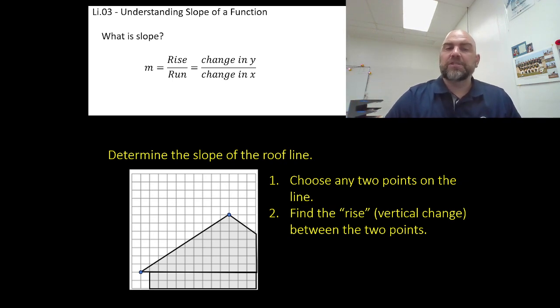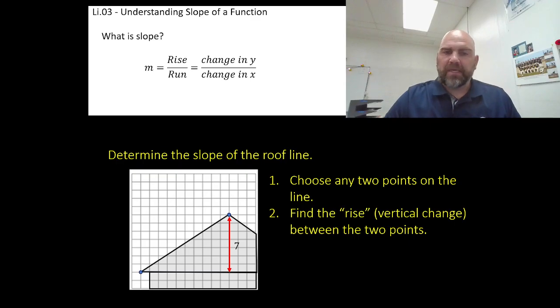Now the rise is the change in the y value. So the change in the y value is going to be the change in the vertical, so up and down, from point 1 to point 2. And that's this line right here. So you'll notice that I'm going from that bottom blue point to the top blue point, but I'm going only vertical. I'm not going any slant or horizontal at all, only going vertical.